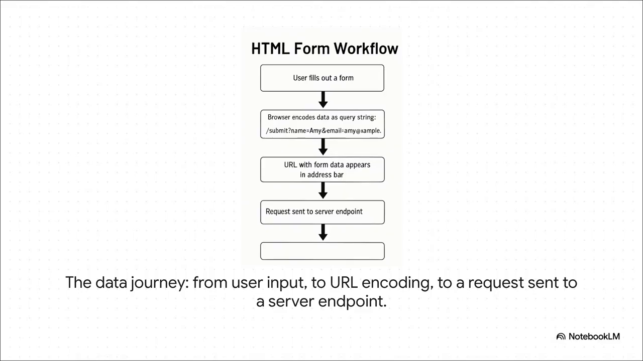Now, what I love about this is how it shows you the whole journey. So, a user types something into a form, the browser then neatly packages that data up and sends a request to a very specific server endpoint. And how does it know where to send it? Well, that's defined in the HTML form's action attribute. It's literally the mailing address for that data. This is that fundamental handoff from client to server.